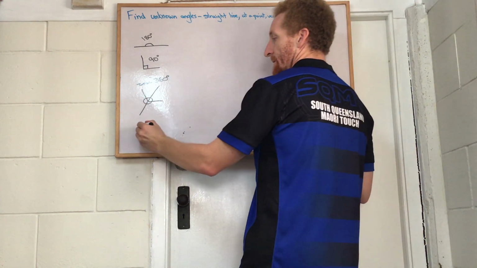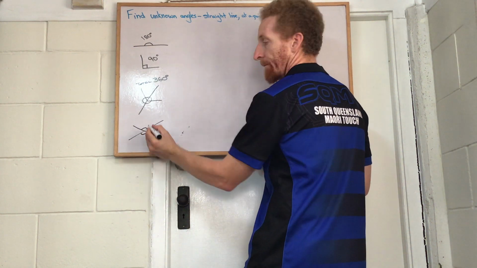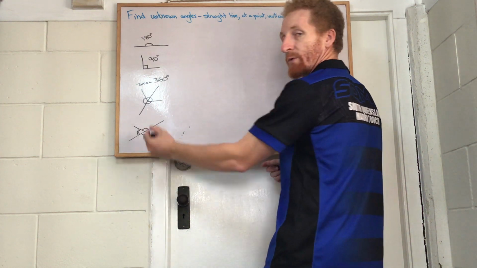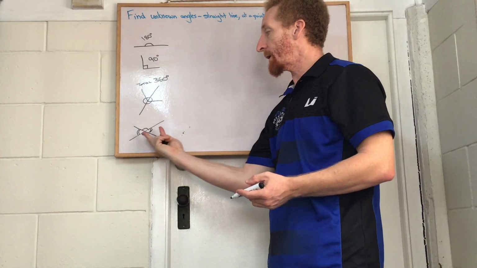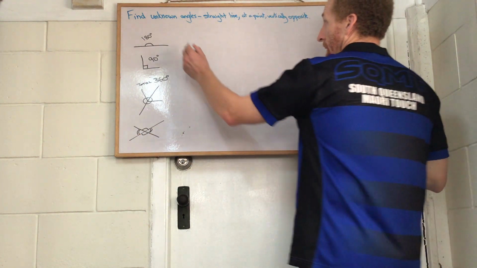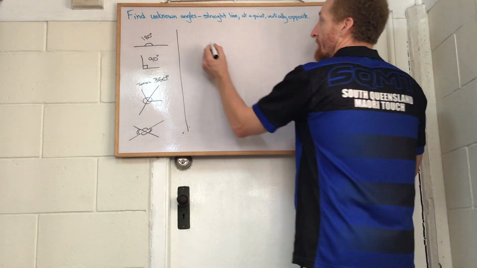And our vertically opposite means that our top is the same as our bottom and each side is the same as each other. So we have two sets, if you like, of equal angles. So these are equal and these are equal. Not all four are necessarily equal. Okay, so those are our standard rules. So let's have a look at trying to solve some.